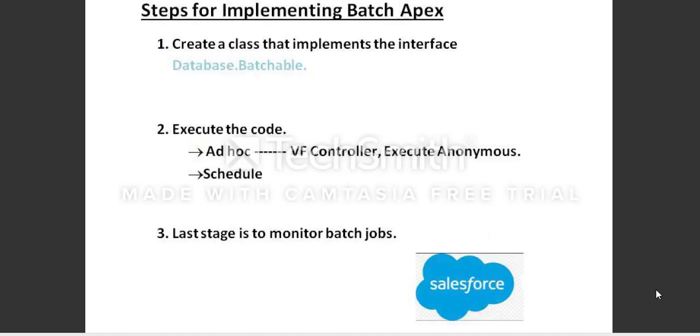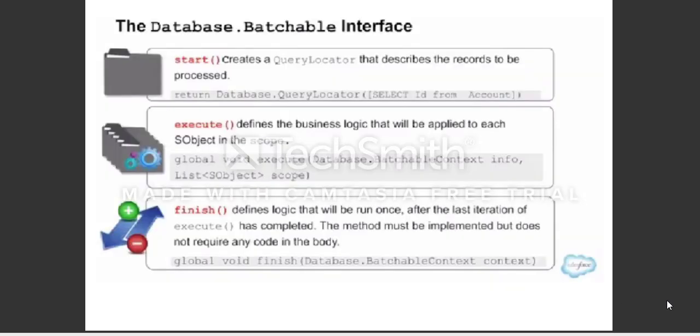So how do you implement the batch Apex? The first step is to create a class to implement the Database.Batchable interface. The next step is to execute the batch. You can actually do this through the user interface, but I'm going to be executing the code from the Execute Anonymous. Finally, you monitor your batch jobs. The AsyncApexJob class will do this for us.